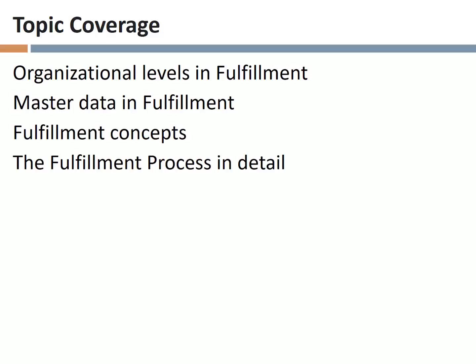And the outline of how we're going to cover this, we'll talk about the organizational levels that are relevant to us in fulfillment and in what way they are relevant. We'll talk about the master data related to fulfillment. We'll talk about some concepts that are important to us in fulfillment, and then we'll work through the fulfillment process in detail. This should look familiar in that it's the same structure that we employed for talking about the procurement process, and we'll kind of continue to follow this pattern in chapters yet to come.